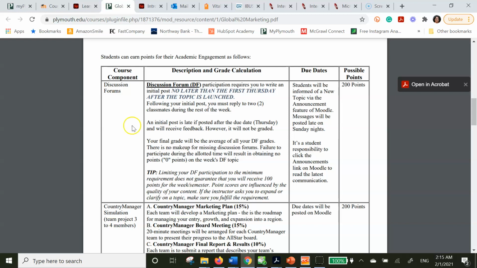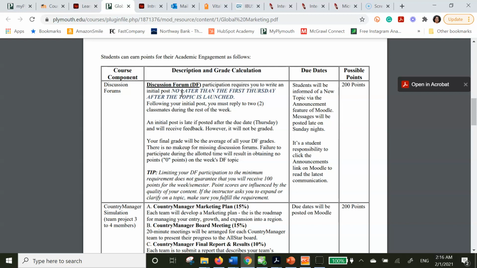So the first one is that for every discussion forum, you're going to have 3 posts. The first one is your original work, which is you answering the question of the discussion board. And then you have 2 replies that are either to any of your peers, or if I leave you a question on the discussion board, then a reply to me will also count.